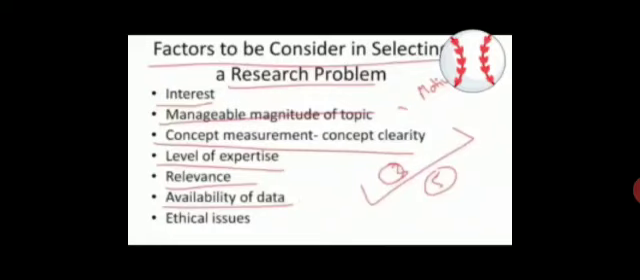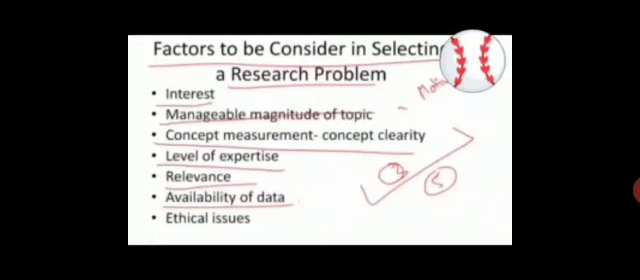And next thing you have to check is availability of data. Whenever you are selecting a research topic or research problem, you have to check whether enough data is available so that you can produce a thesis or dissertation about that topic. If the data is scarce or data is not available, that would be problematic for you in the long run. So it's important for you to check the availability of data before selecting the topic or when you are selecting the topic.